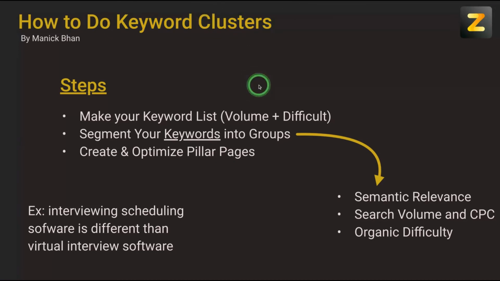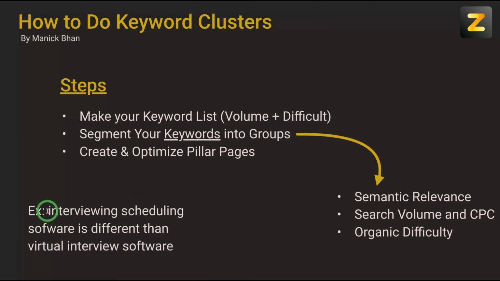That is a word that's really important. Same search intent. So, for instance, interviewing scheduling software could be similar to virtual interview software, but they are different. So they will be in different keyword clusters. I don't care if there is interviewing here and interview here, and if there is software here and software here. I don't care, and you don't care. Why? Because the search intent is different.